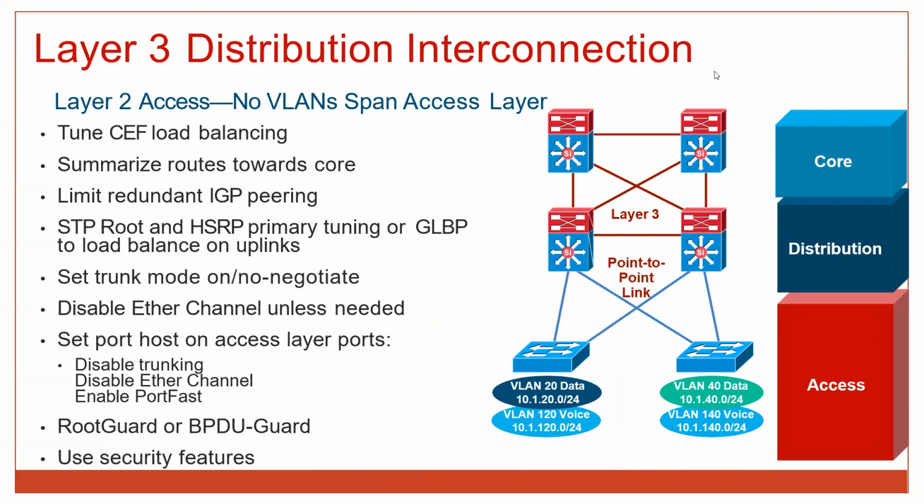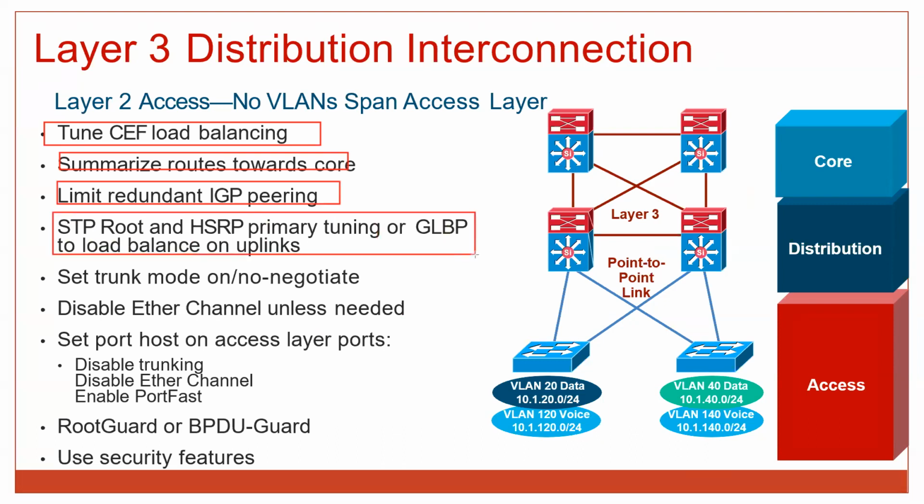Now, in this diagram, you can see that once you are using layer 3 distribution interconnection, what different types of features you can use, like tune, safe load balancing, summarize routes. These are the best practices. Load balancing, summarize the route, limit the redundant IGP peering, STP root and HSRP primary tuning, set the trunk mode to non-negotiate. These are the best practices.